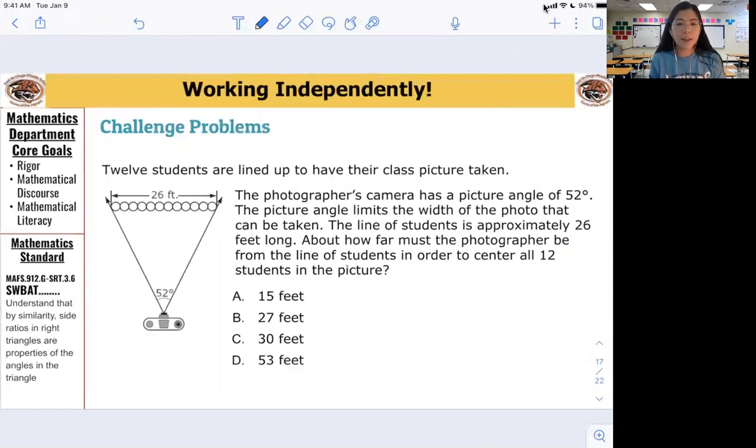12 students are lined up to have a class picture taken. The photographer's camera has a picture angle of 52 degrees. The picture angle limits the width of the photo that can be taken. The line of students is approximately 26 feet long. About how far must the photographer be from the line of students in order to center all 12 students into the picture? So we're looking for this, how far must he be from the line of students? If I'm trying to figure out how far away he's got to be, I'm looking for this length right here.